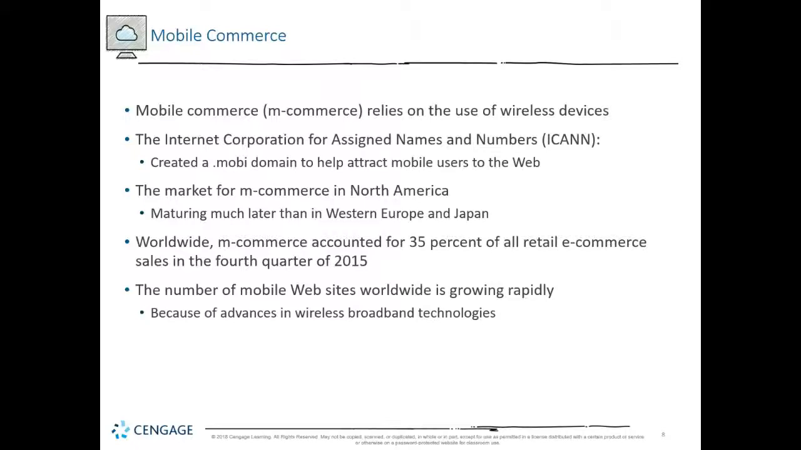Mobile commerce, or m-commerce, relies on the use of wireless devices. The Internet Corporation for Assigned Names and Numbers, ICANN, created a .mobi domain to help attract mobile users to the web. The m-commerce market in North America matured much later than in Western Europe and Japan. Worldwide m-commerce accounted for 35% of retail e-commerce sales in the fourth quarter of 2015. The number of mobile websites worldwide is growing rapidly because of advances in wireless broadband technology.